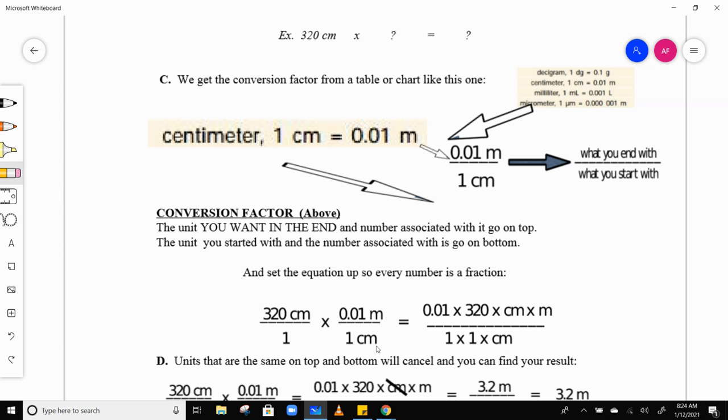The relationship between meters and centimeters, you could either have that 0.01 meters is 1 centimeter, or that 1 meter is 100 centimeters. It's the same thing. It doesn't matter. I don't know why I put 0.01 there. I typically do 1 meter over 100 centimeters.